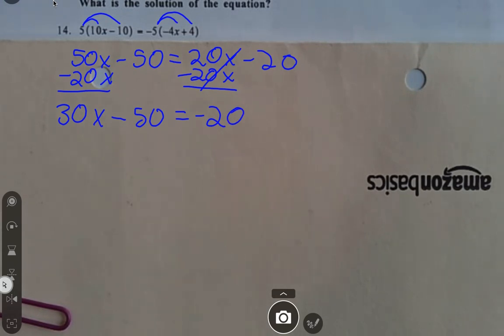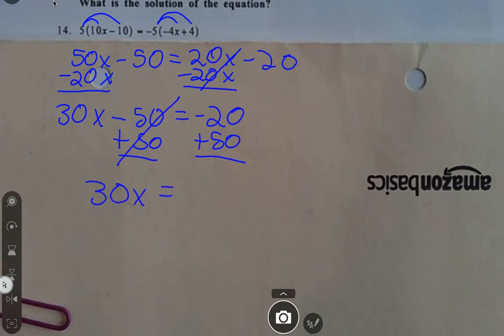Yes, ma'am. Then what do I do? You subtract or add the 50. Add 50. To move it to the other side, you have to do the opposite. That says minus 50. The opposite is to add 50. So that cancels out. I get 30x equals 30. Then what? Divide by 30. And what's 30 divided by 30? 1. There we go. x equals 1.